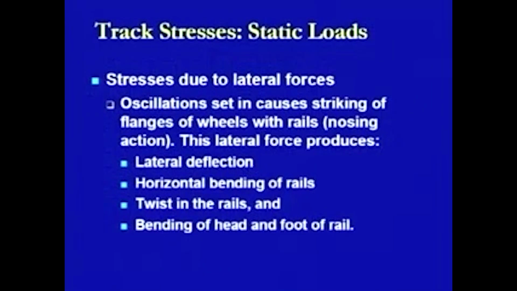Another one is the stress which is caused due to the lateral forces. In this case, oscillations are set up and they cause the striking of the flanges of the wheels with the rails. Because of the small distance provided between the flange and the gauge condition, there is a lateral movement of the axle. Now, when there is this lateral movement of the axle and the flanges of the wheels strike the rail sections, that is, the head or the side of the head of the rail section, that is what is known as the nosing action.